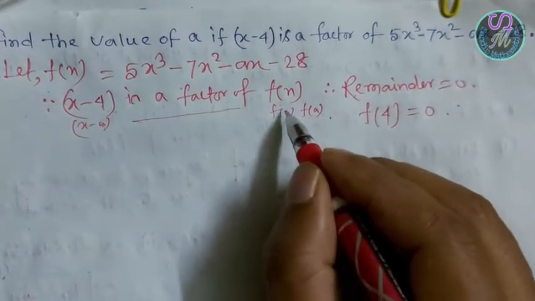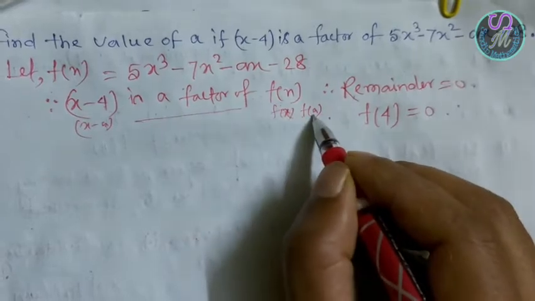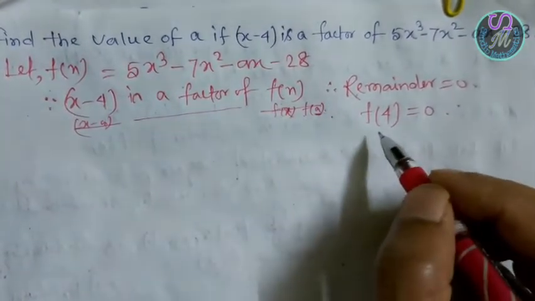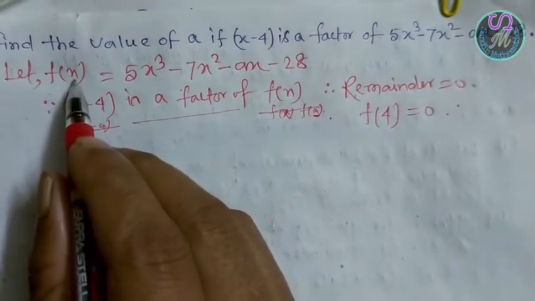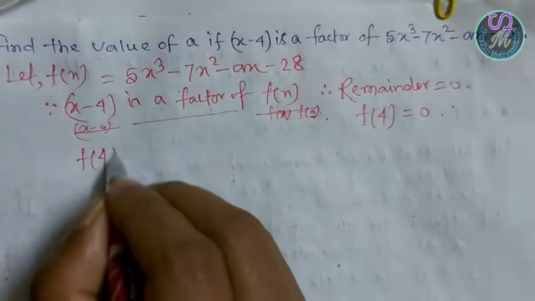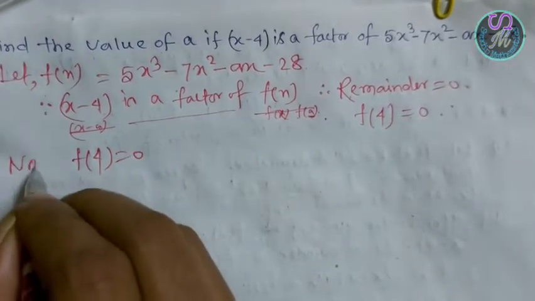So that's why this one is the f of 4. So f of 4 must be 0. Okay. So what is the value of f of 4? F of 4 means in place of x we have to put the value 4. So f of 4 equal to 0. Now f of 4 equal to 0.